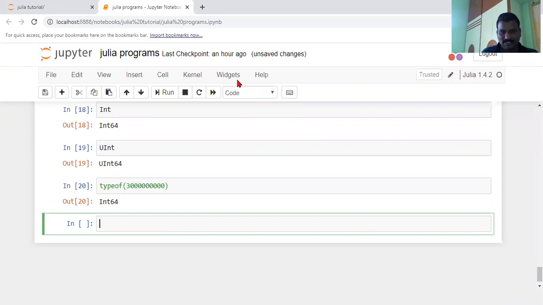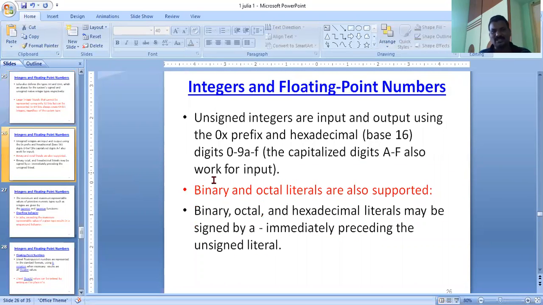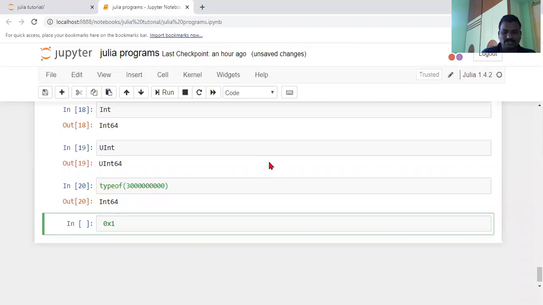Here, another important point is unsigned integers input and output. We have an integer value and then an output value here. Unsigned integer input and output use the 0x prefix, which is hexadecimal. For example, let us take an unsigned integer 0x followed by some value. Here is how you can represent the 0x value. If you execute this one, this is called an unsigned integer value.